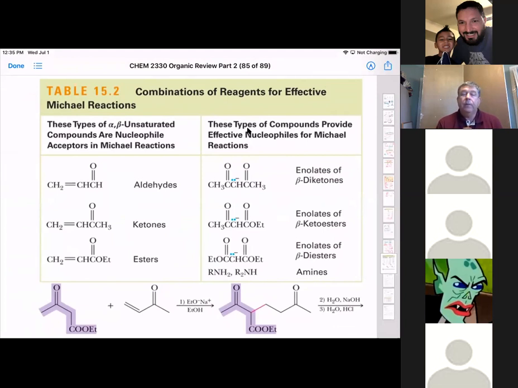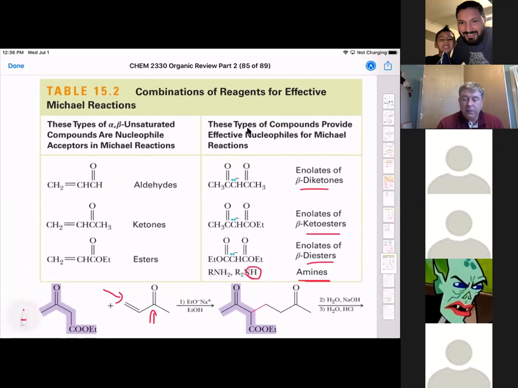When we do that, we don't attack the carbonyl anymore. We end up adding to the end of the double bond. So instead of attacking at our carbonyl right here, we're going to end up adding to this point right here. This works best with some kind of dicarbonyl compound: your diketones, your ketoesters, or your diesters. And it'll also work with amines because you can deprotonate these as well.